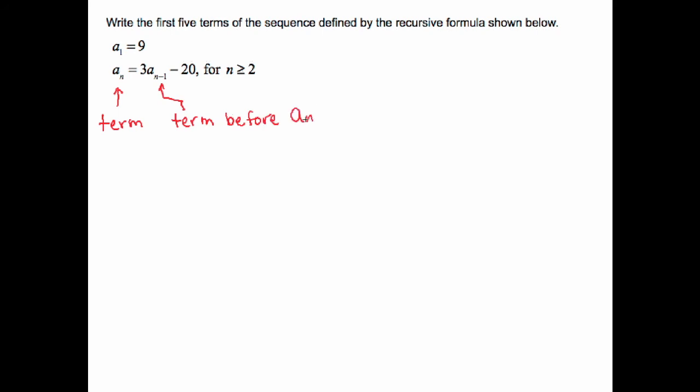So we can start listing the first 5 terms immediately. We know A sub 1 is equal to 9. A sub 2 is equal to 3 times the term before it, A sub 1, minus 20. Well, the term before it is 9, so I have 3 times 9 minus 20. And that's 27 minus 20, which is 7.